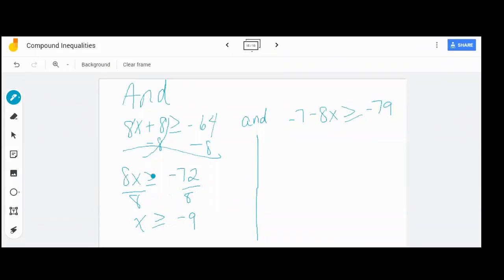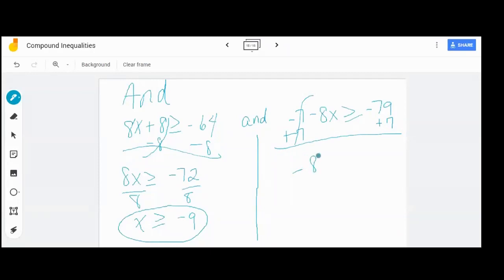Make sure you keep the sign going the same way. Since we did not multiply or divide by a negative number, we're not going to flip the sign here. So this is all a part of scratch work. This is the first portion, we think, of the solution. Going over to the other side, still want to isolate the variable. So we're going to go through our reverse order of operations.